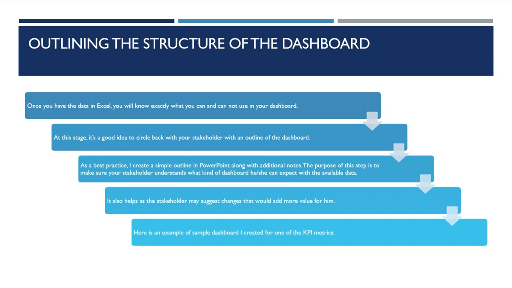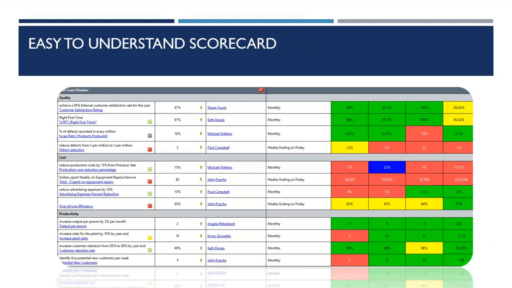So I create a simple outline. And once again, these are tips. We're educating you with the information. These are tips to pass along the information. The purpose of this is to make sure that your stakeholder understands what type of dashboard he or she can expect from the available data. That's what we're expecting from there. And it also helps the stakeholder suggest how I can add more time for them, how they can get value added from that. So here's an example of that right here.